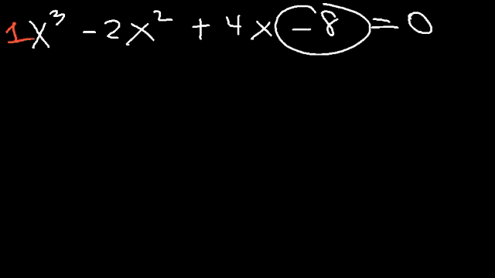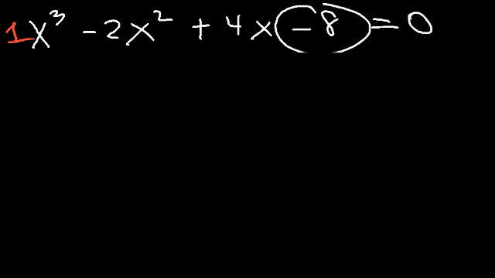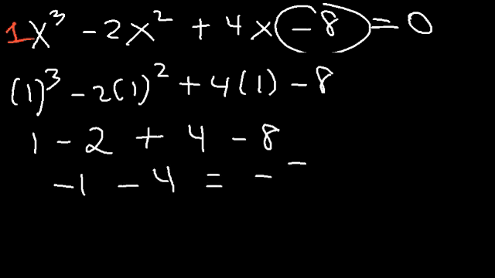So let's find the possible zeros. Possible factors of 8 are 1, 2, 4, and 8, divided by the possible factors of 1. So that's not going to change anything. Let's start with 1. Let's see if positive 1 is a factor. 1 cubed is 1. 1 squared times 2 is 2. This is 4, and then minus 8. 1 minus 2 is negative 1. 4 minus 8 is negative 4. These two do not add to 0. So 1 is not a factor.